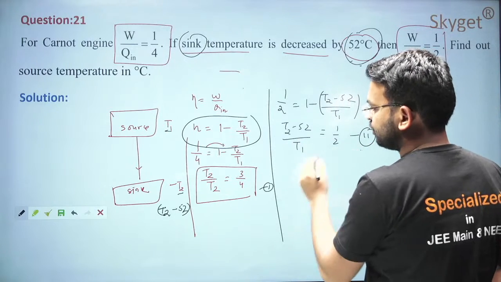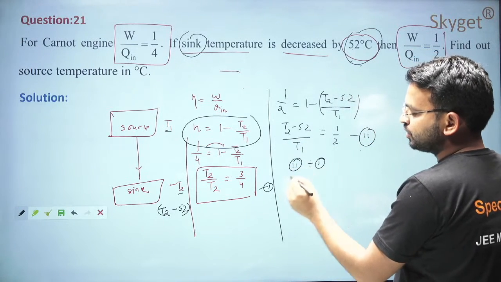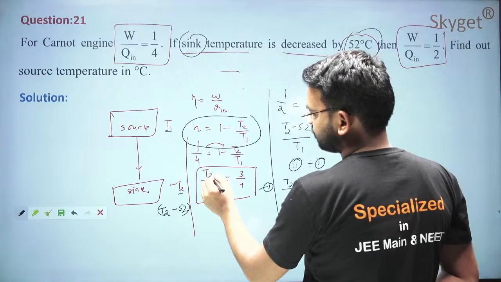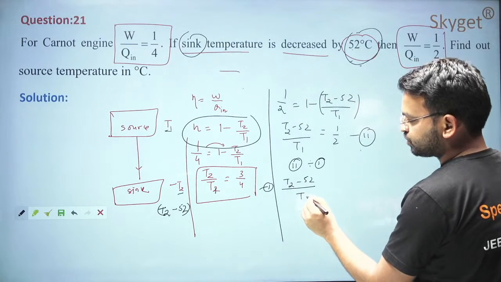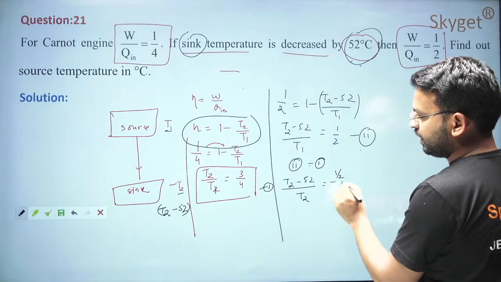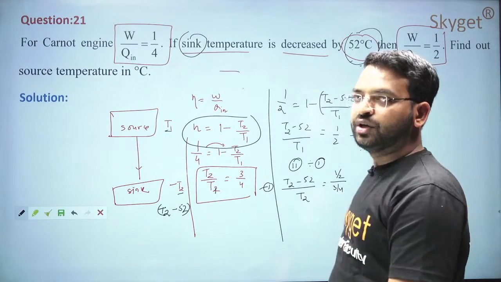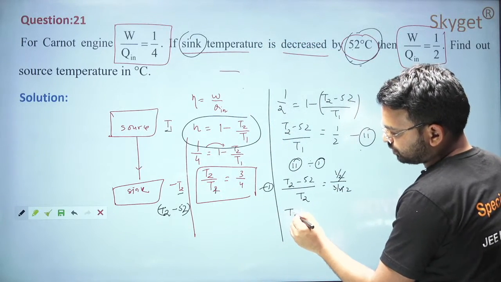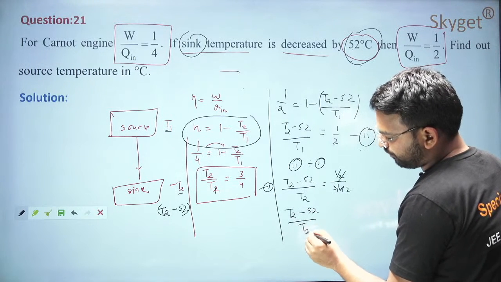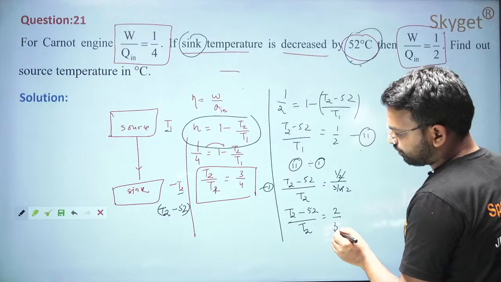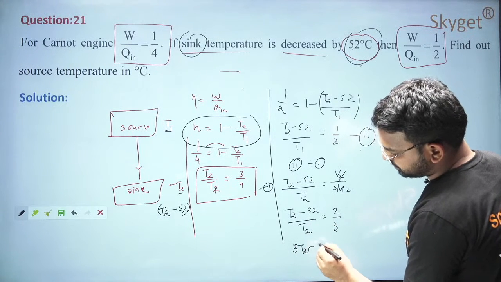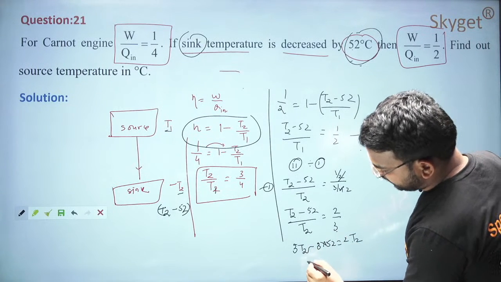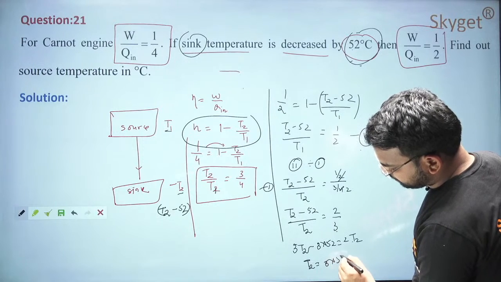If you divide equation 2 by equation 1, you are going to have (T2 minus 52) over T2 equal to 1/2 divided by 3/4. This is the numerical which you have to solve in that way. The 2 and 2 cancel, so (T2 minus 52) over T2 is going to be 2/3. If you cross multiply, this is 3 times T2 minus 3 times 52 equal to 2 times T2. If you subtract, T2 is going to be 3 times 52.